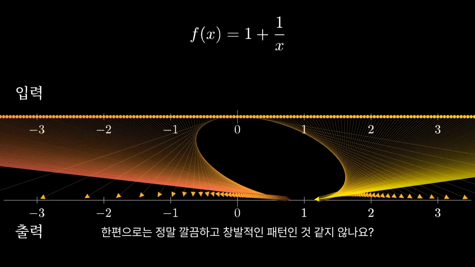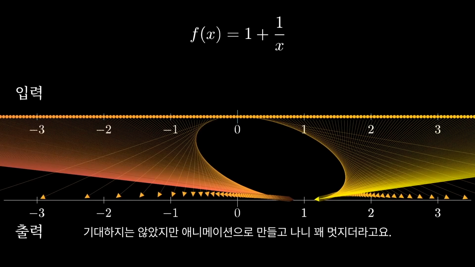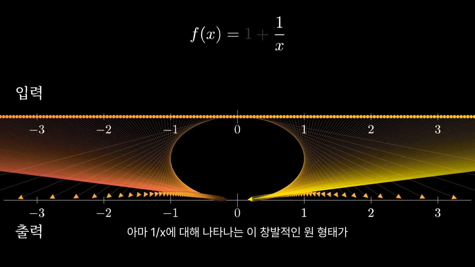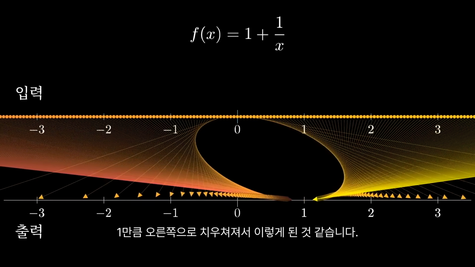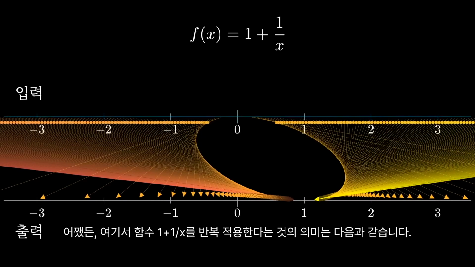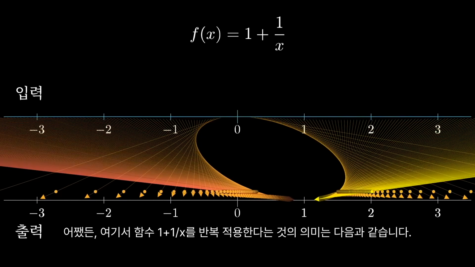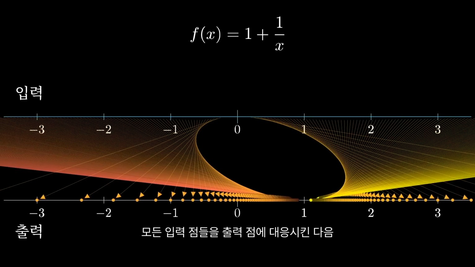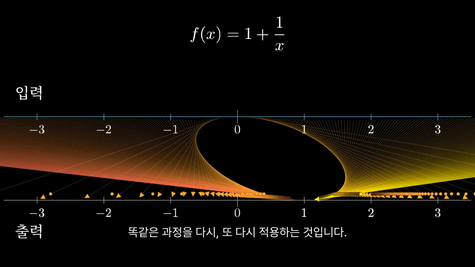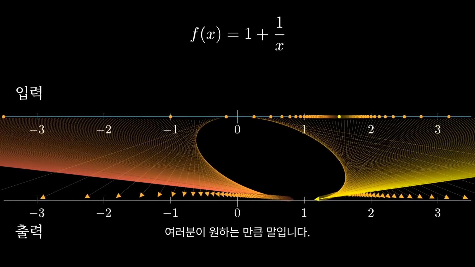And side note, don't you think this gives a really neat emergent pattern? I wasn't expecting this, but it was cool to see it pop up when animating. I guess the action of 1 divided by x gives this nice emergent circle, and then we're just shifting things over by 1. Anyway, I want you to think about what it means to repeatedly apply some function, like 1 plus 1 over x, in this context. Well, after letting it map all of the inputs to the outputs, you could consider those as the new inputs, and then just apply the same process again, and then again, and do it however many times you want.